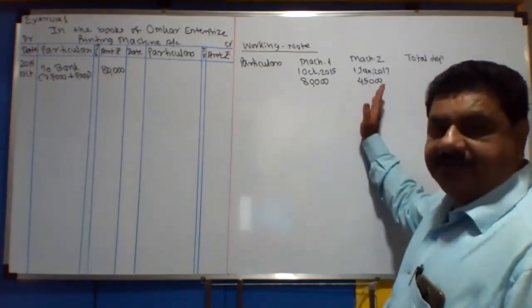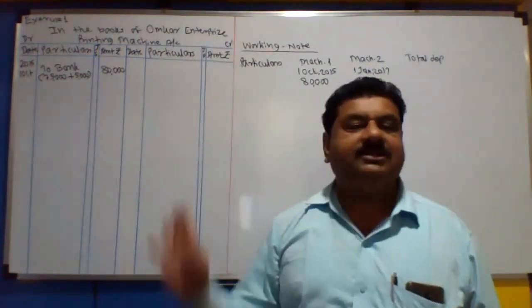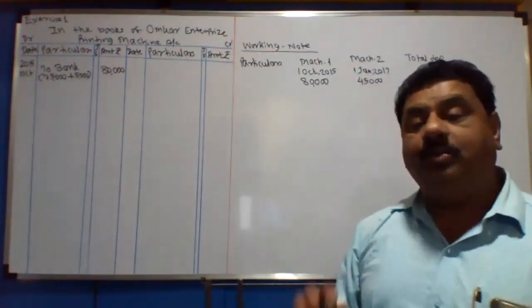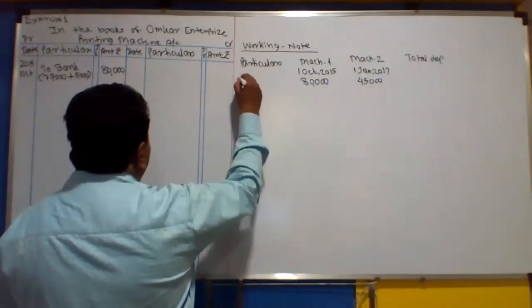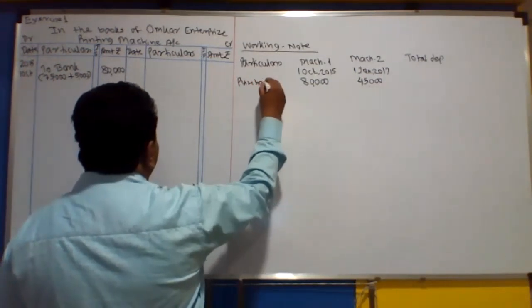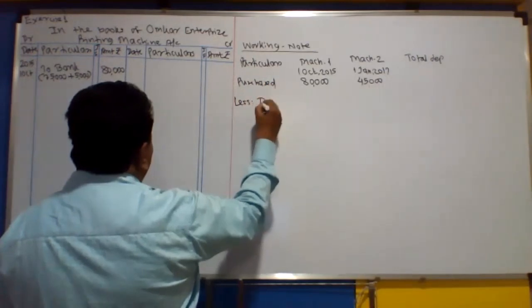Now the second machinery, which was purchased in the second year, January 2017. No entry here now. Then what to do? Why this working note? Actually these are purchases. Now the depreciation is calculated from that.